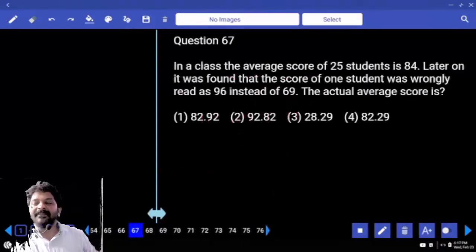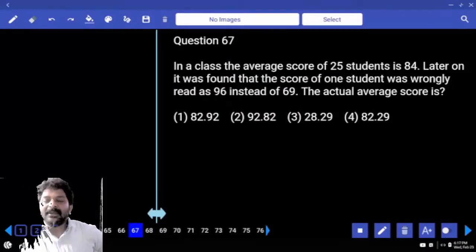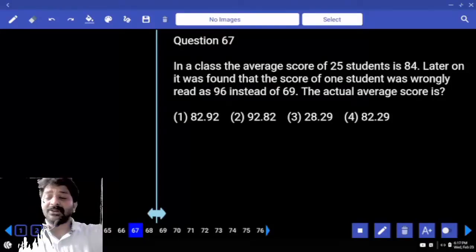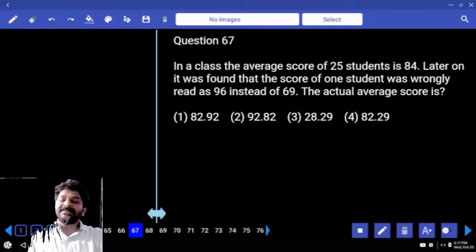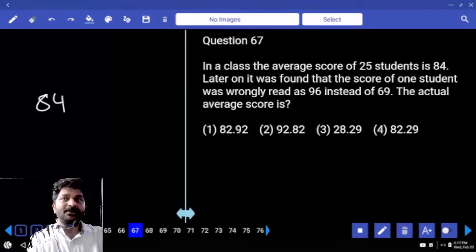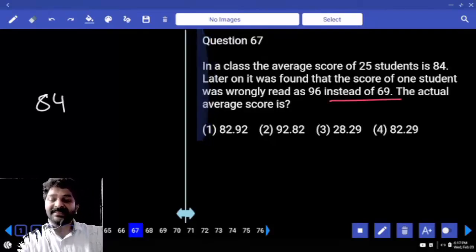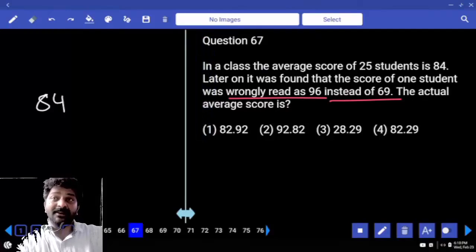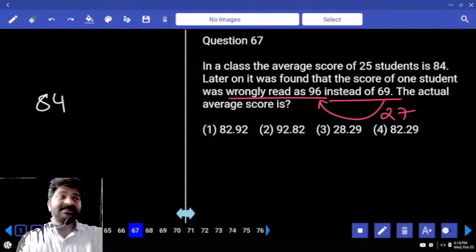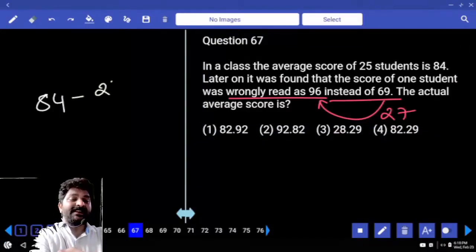In a class, the average score of 25 students is 84. Later on, it was found that the score of one student was wrongly read as 96 instead of 69. The actual average score is? Initial average score is 84 only. To this only we have to make changes, whether we need to add or subtract. Initial marks are 69 but wrongly read as 96. That means we have taken more marks. How many more marks? 27. So to make it correct, we have to subtract 27 only.